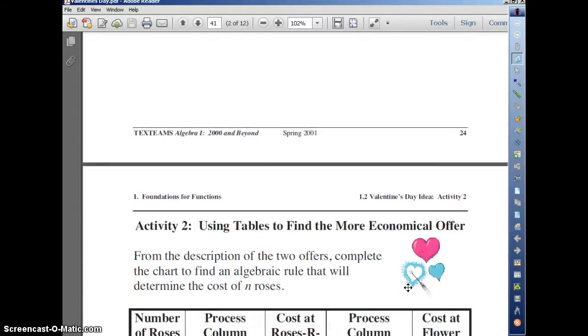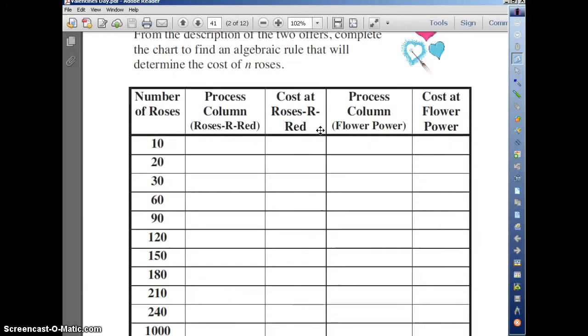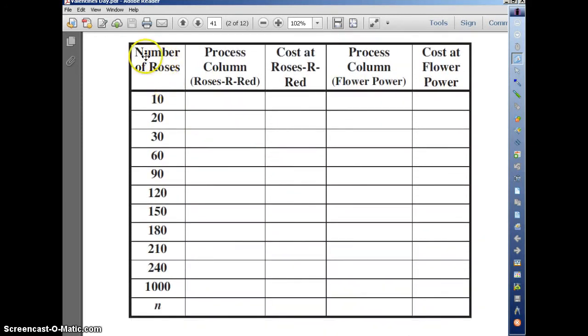So let's switch over to this page. This page says, Activity 2, using tables to find the more economical offer. From the description of the 2 offers, complete the chart to find an algebraic rule that will determine the cost of n number of roses. Okay, so we've got this table. You're going to start off with number of roses. You're going to use 10 roses. This is your process column. This is your cost at Roses Are Red. Here's your process column for Flower Power and the final cost for 10 roses at Flower Power.